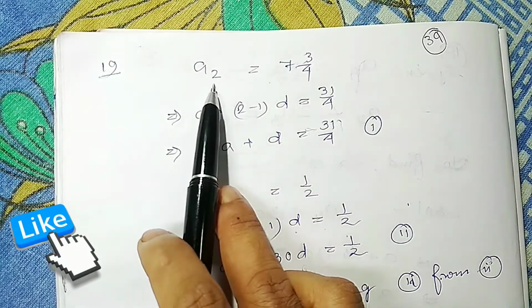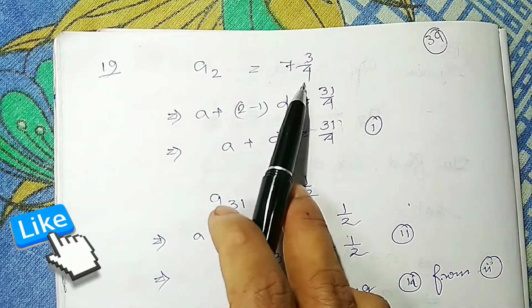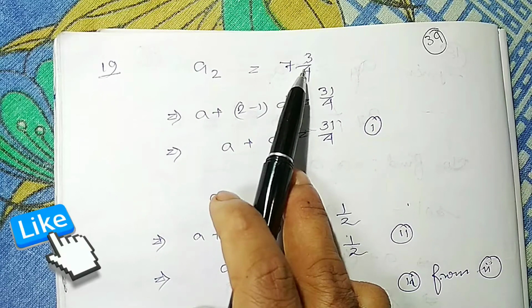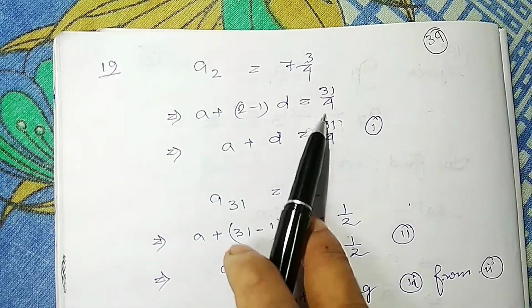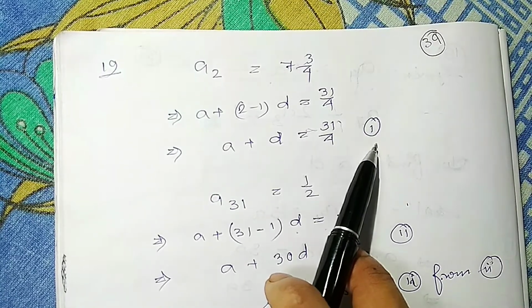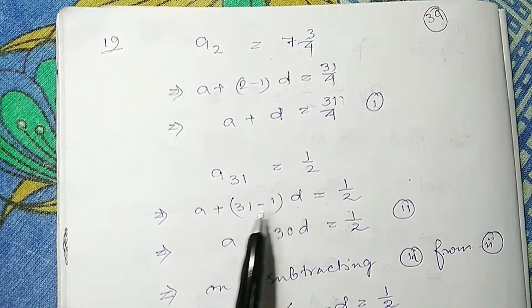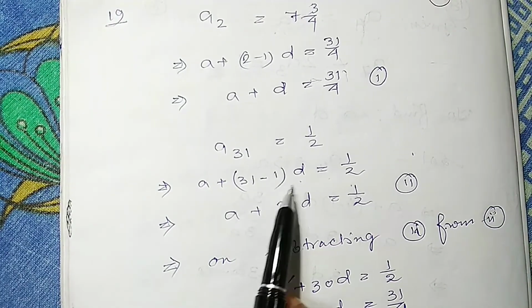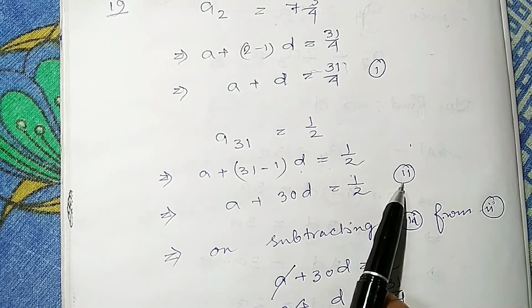As it is given, second term is 7 3/4, which is 31/4. So the second term formula will be a plus (2 minus 1) into d equals 31/4. A plus d will be equal to 31/4. Let it be equation number 1. Now again it is given the 31st term is half. So a plus (31 minus 1) into d is half. A plus 30d equals half. Let it be equation number 2.